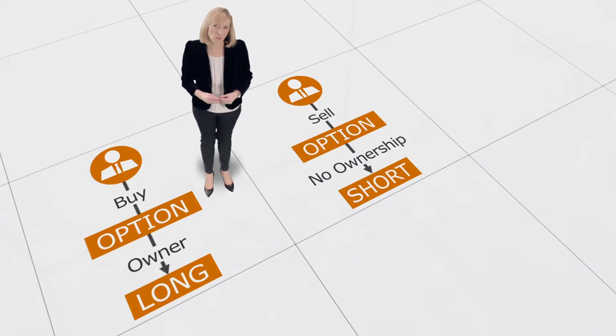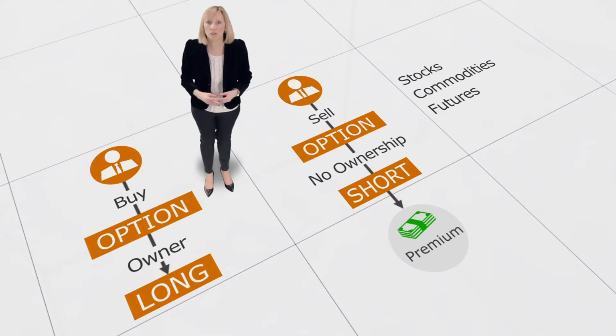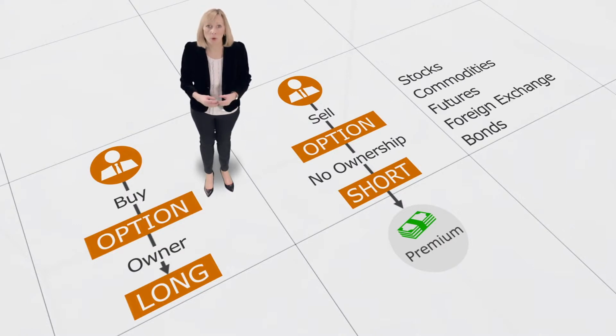When a trader sells an option, they'll receive money from the buyer, which is known as the premium. The terms long and short are widely used by traders in markets such as stocks, commodities, futures, foreign exchange, and even bonds. We'll discuss long and short strategies in greater depth further on in the training.